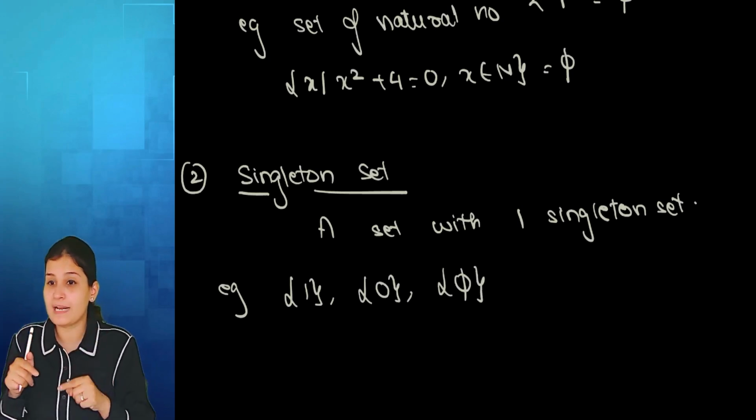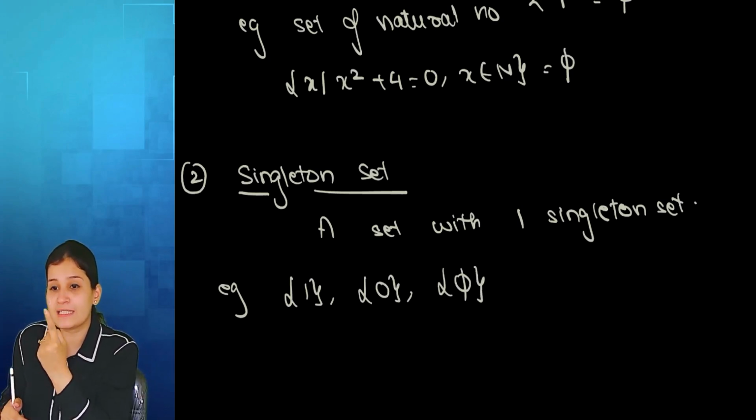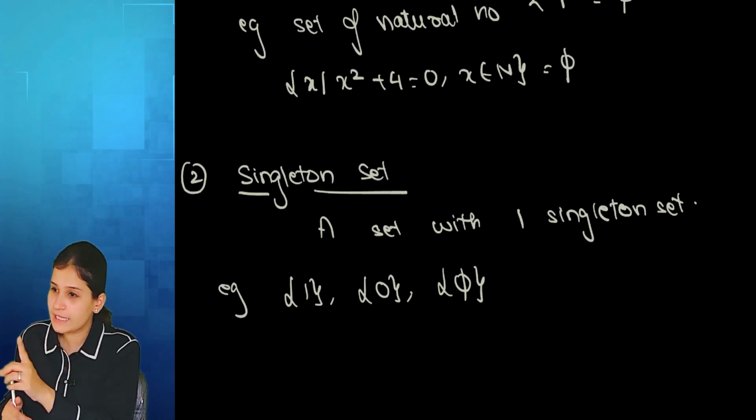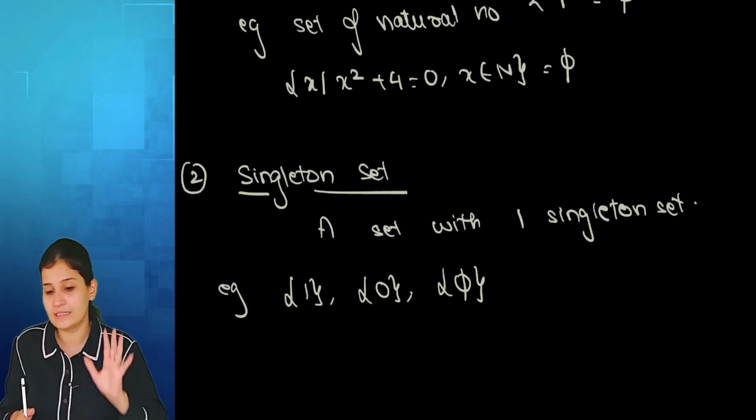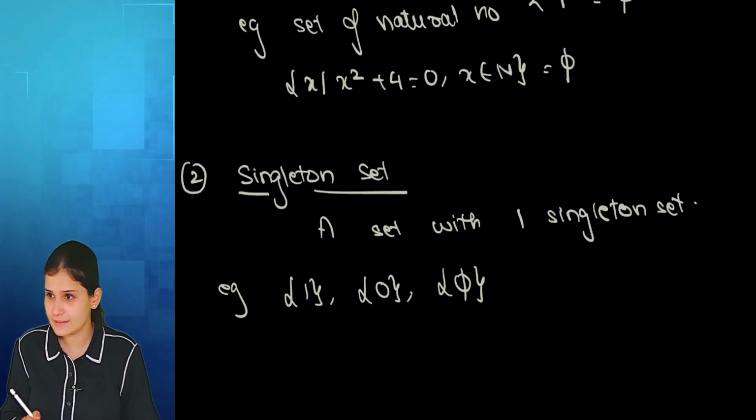Within your curly bracket, what is written? Only one thing. What is that? 5. There is only one element. So that is known as a singleton set. Yes?